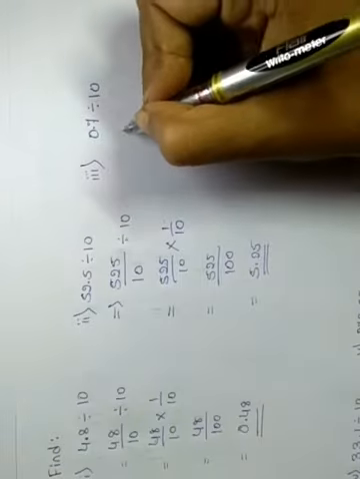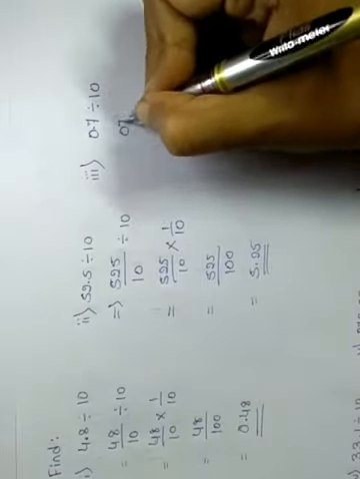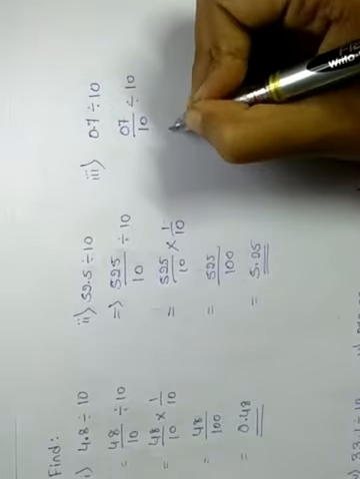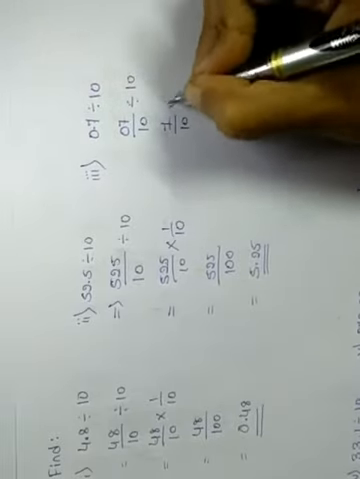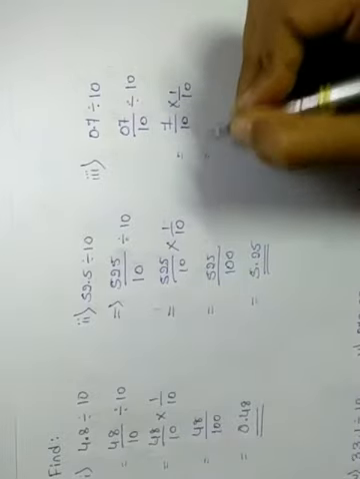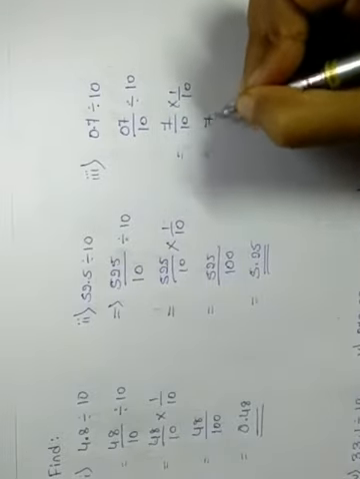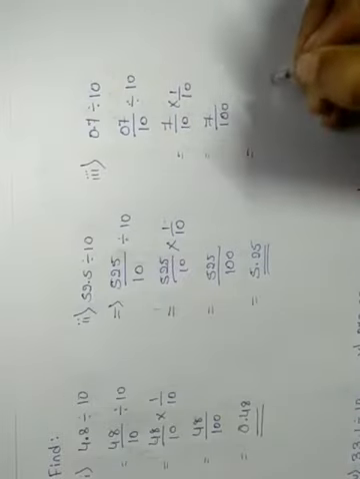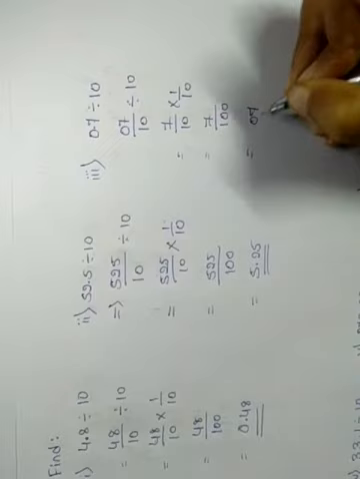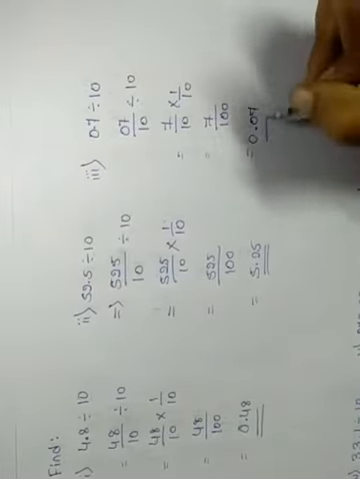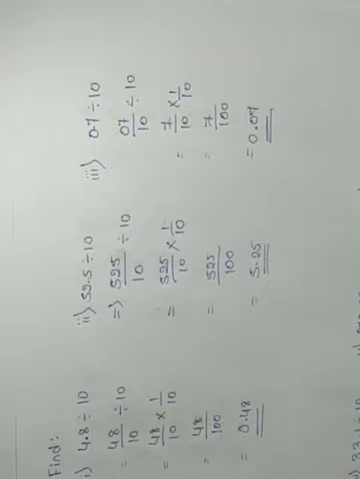Then third one, 0.7 divided by 10, divided by again 10. 7 divided by 10 into reciprocal of 10. That is 7 ones are 7, 10 tens are 100. Now we need to give the decimal point after 2 digits, that is 0.07. Thus we got the answer.